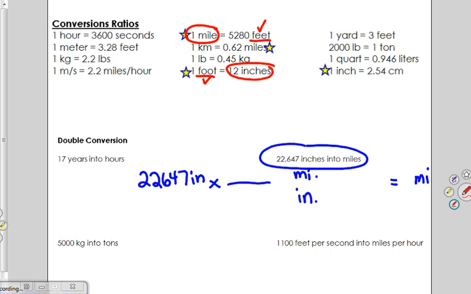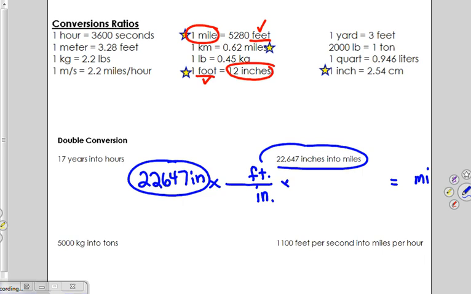So on your paper, I want you to rewrite everything so you have a little bit more room. Multiply 22,647 inches. But this second fraction, we're going to change inches into feet. Inches on the bottom, feet up top. Then we'll multiply by another fraction. That'll get feet to go away, put it in the bottom, miles up top, and we'll be left with the number of miles in 22,647 inches.